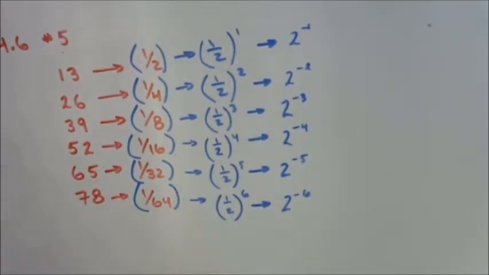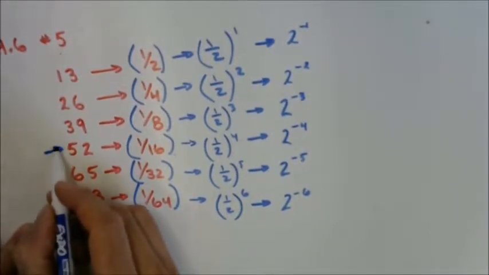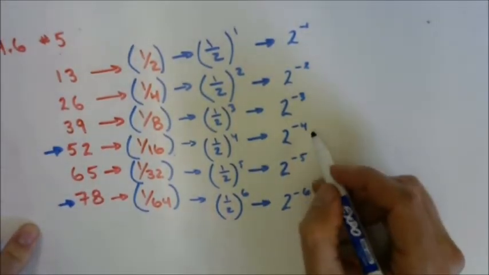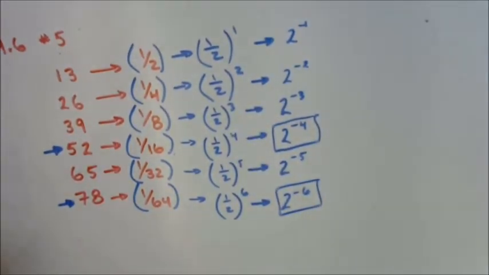So which one is the answer? For C, you needed to find this expression for 78 hours and 52 hours. So the two answers would be 2 to the power of negative 4 and 2 to the power of negative 6.